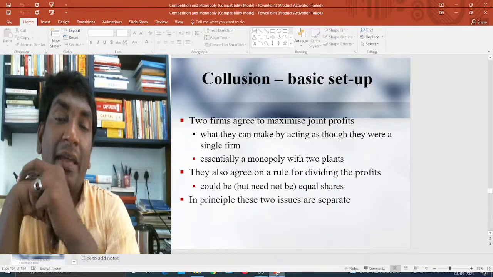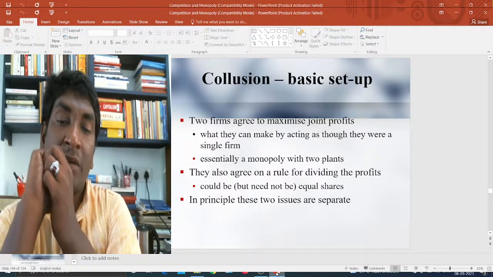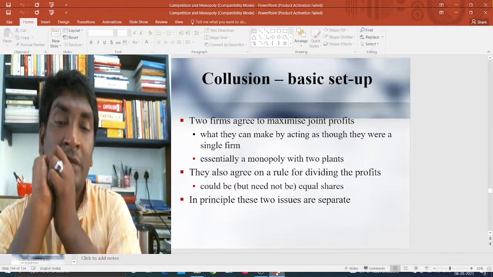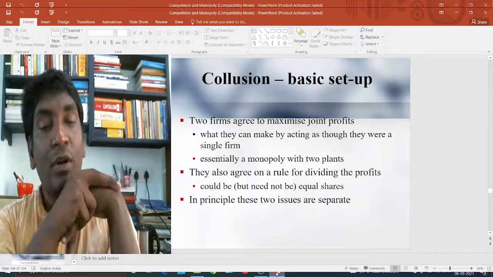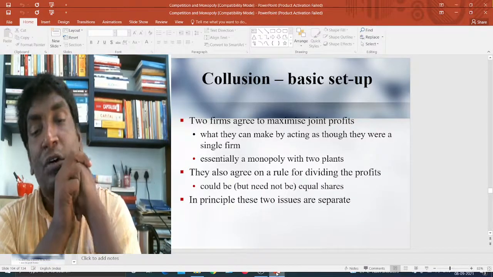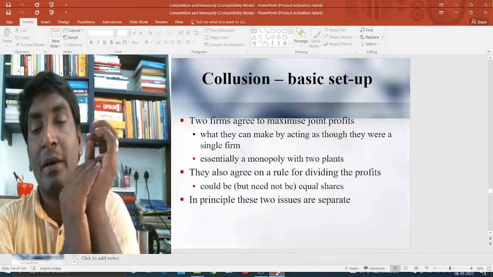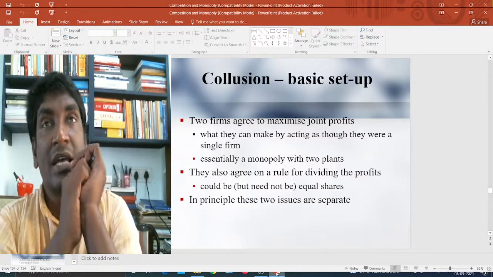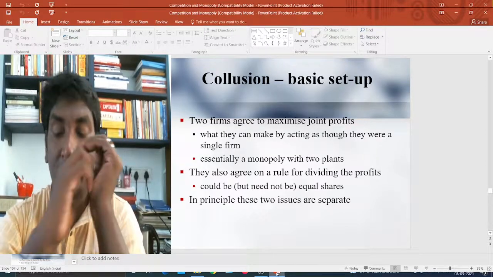So what they can achieve by acting as though they were a single firm, essentially a monopoly with two plants, is what is called the result of a colluding duopoly. They also agree on a rule for dividing the profit, which could be, but need not be, equal shares. So in principle, these two issues are separate.